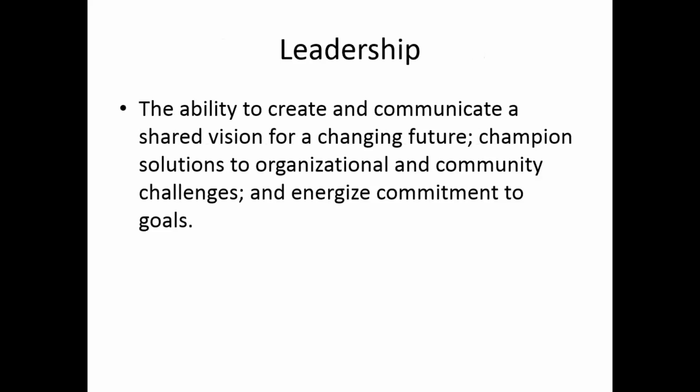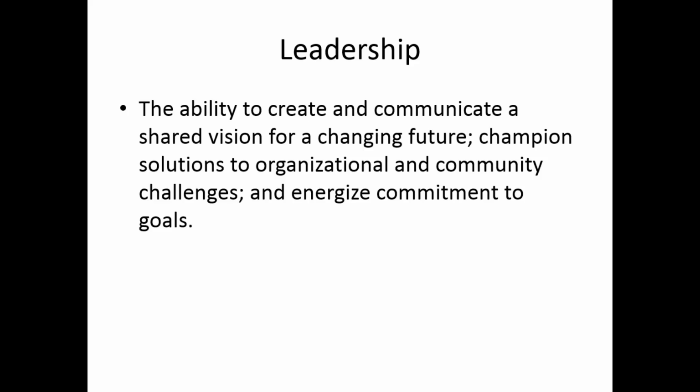The next is the leadership competency area, very important. I actually like this definition best, if I may be allowed to editorialize. I think this one is just really, really well done. And I wasn't even on this committee, but I love this. The ability to create and communicate a shared vision for a changing future. I really like that. The ability to create and communicate a shared vision for a changing future. Leaders also have to be able to champion solutions to organizational and community challenges and energize commitment to goals.